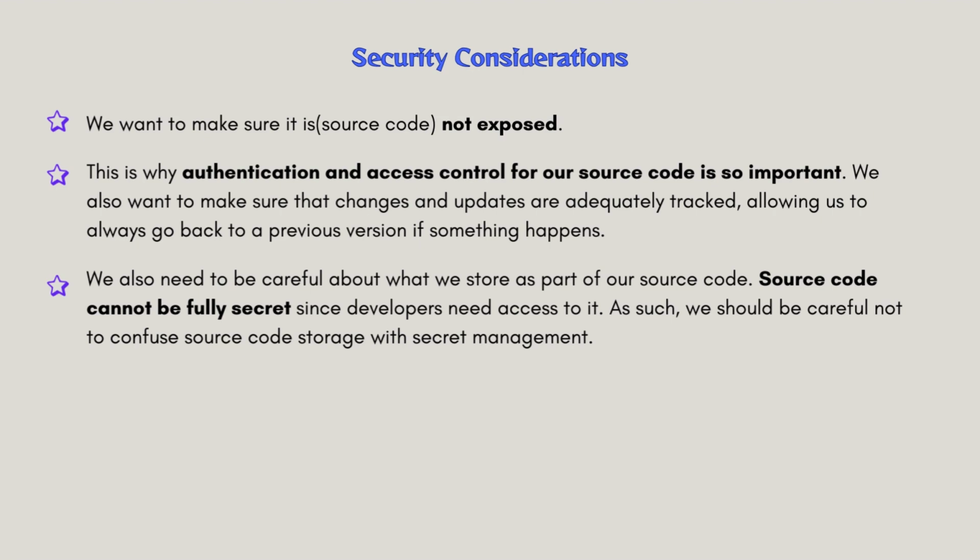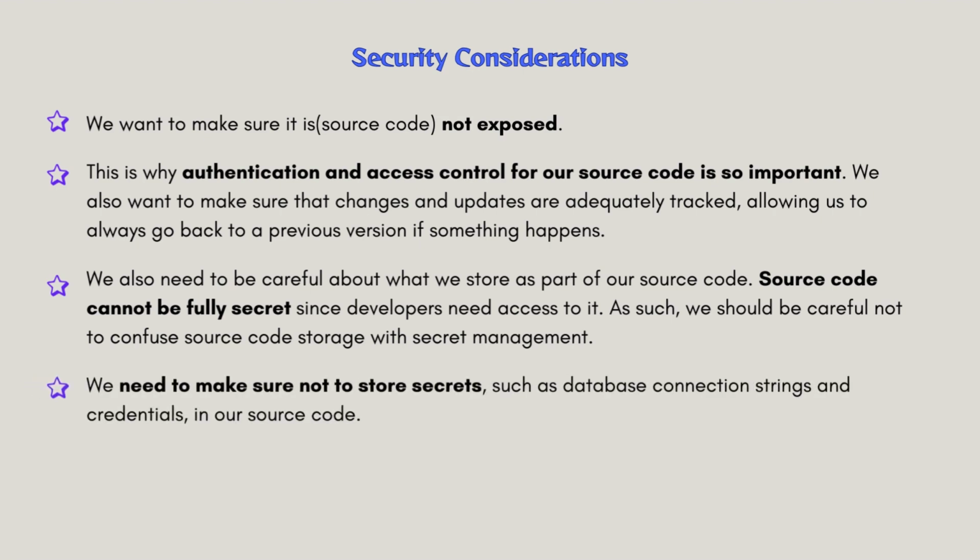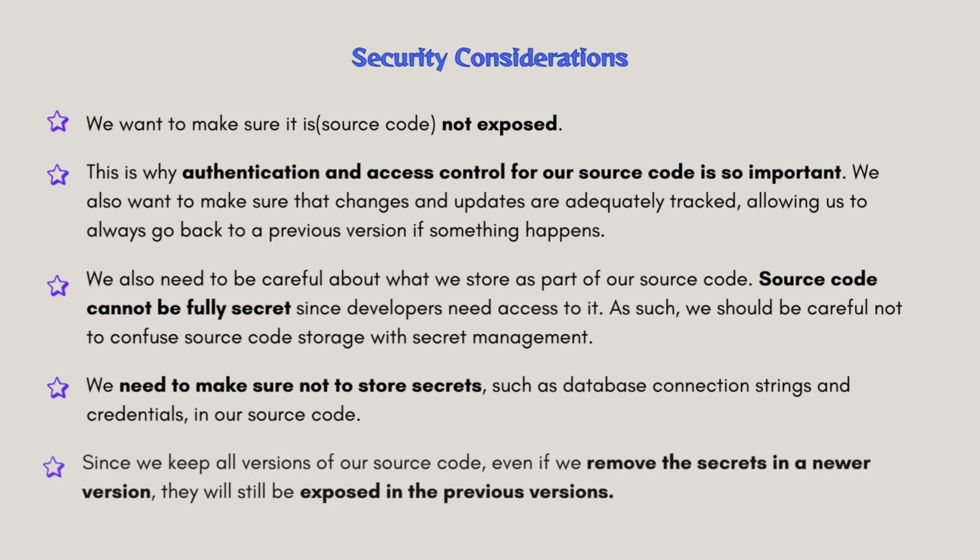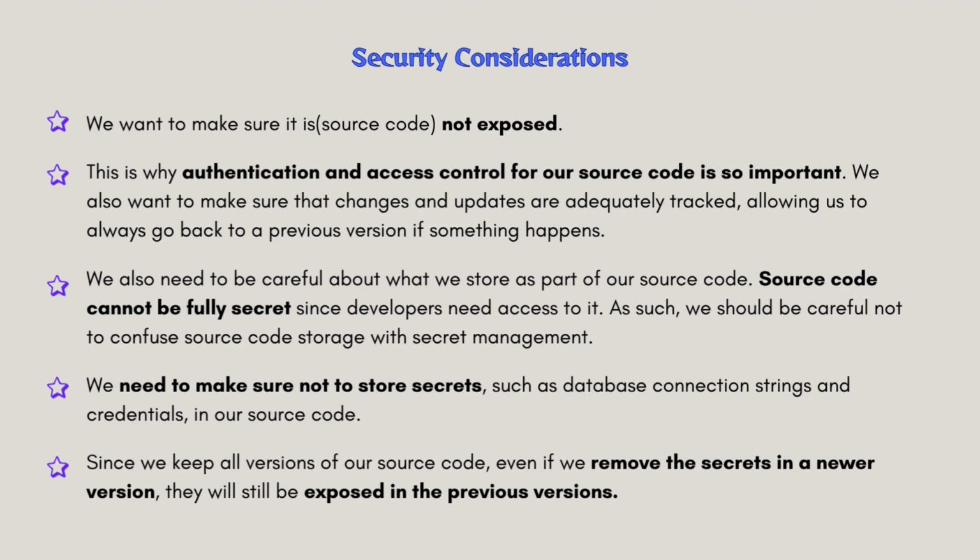Source code cannot be fully secret since developers need access to it. As such, we should be careful not to confuse source code storage with secret management. We need to make sure not to store secrets, such as database connection strings and credentials, in our source code. Since we keep all versions of our source code, even if we remove the secrets in a newer version, they will still be exposed in the previous versions.